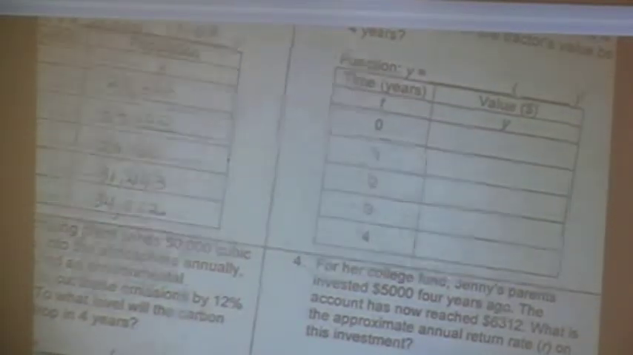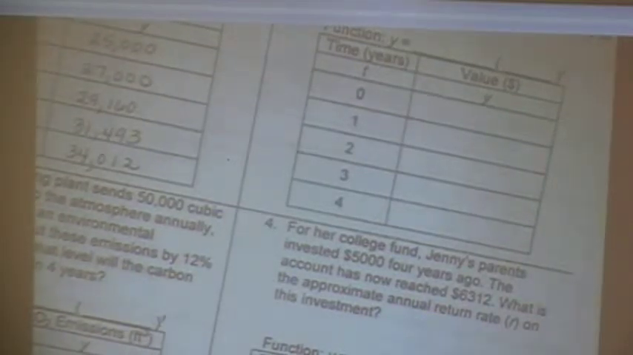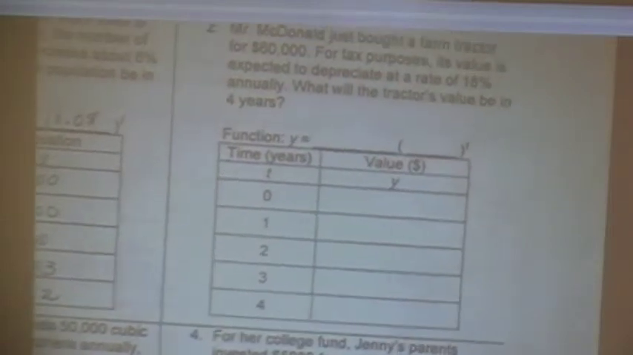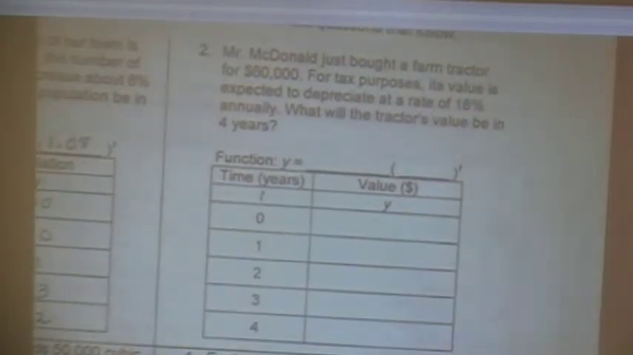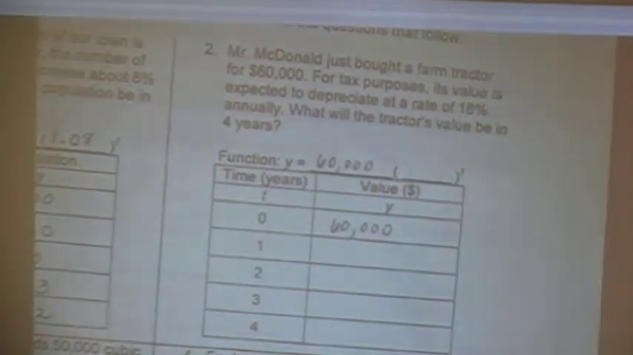Problem number 2. Mr. McDonald bought a farm tractor for $60,000. For his tax purposes, its value is expected to depreciate at a rate of 18% annually. What will the tractor's value be in 4 years? Your A value is always your initial value, so $60,000. Not only does it go in the front of your formula, but it will also always be the y-intercept, so you can put it right there with your 0.